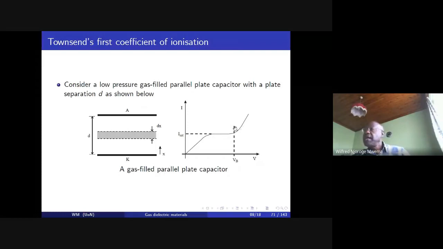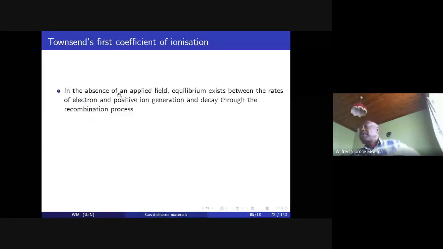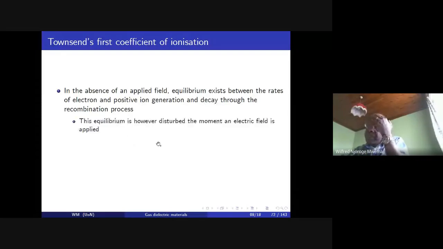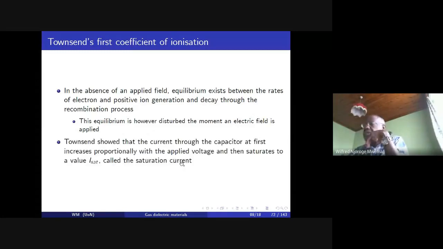So, in the absence of an applied field, an equilibrium will exist between the rates of electron and positive ion generation and decay through the recombination process. So the equilibrium will be disturbed when we apply an electric field across the capacitor. And Townsend then showed that the current through the capacitor will at first increase proportionally with the applied voltage, and then will saturate at a value I_sat, which we call the saturation current.